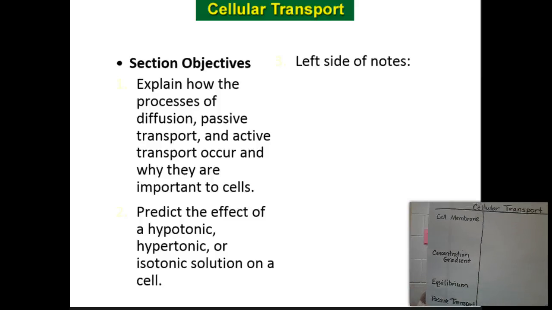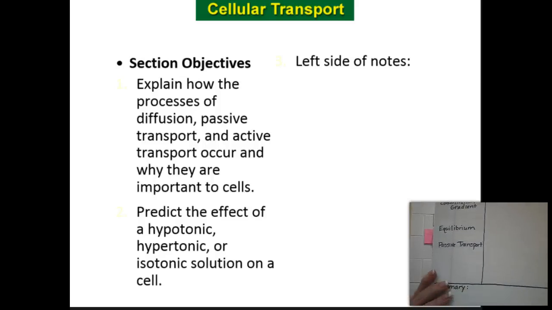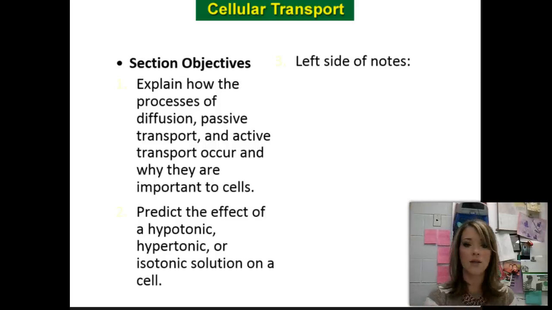Now we have several terms, so this might take you a couple of pages. So you can use the first page if you need to, all the way down to the bottom, and then put your summary at the bottom of your second page.